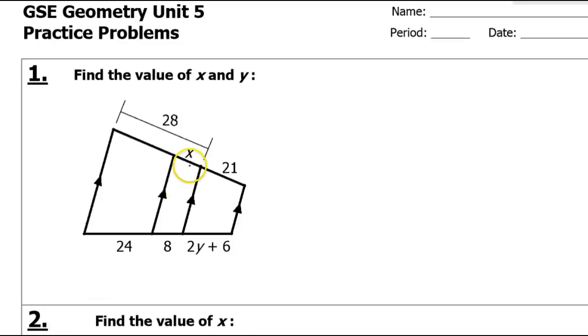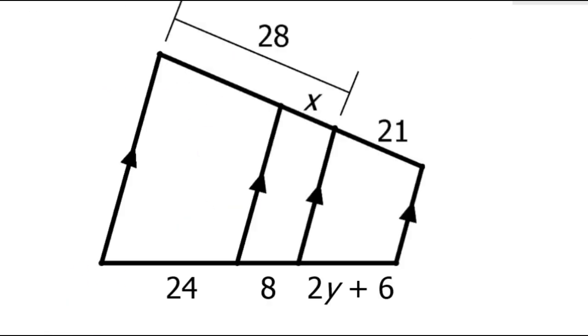In this video, we will do a variety of similarity problems. Find the value of x and y. One thing that jumps out at me is right here. When we have the whole and we have one part of the whole, I know that the other part is going to be the whole minus the part that we already have. So an expression for this segment should be 28 minus x, the whole minus the part.